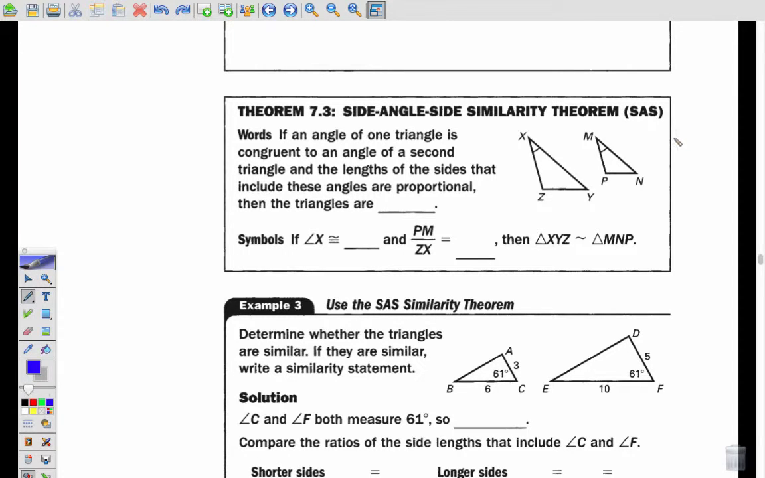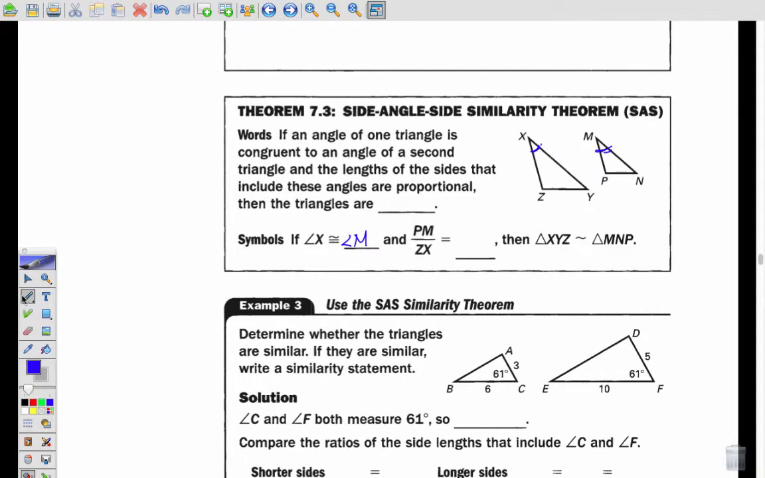Next, we have another way to prove it. Sometimes not all 3 sides are given. However, we're given that one of the corresponding angles are congruent. And again, you're familiar with this. So it says that if an angle of one triangle is congruent to the angle of the second triangle, so angle X and angle M are congruent. I'm going to fill this in. And the length of the sides that includes these angles are proportional.